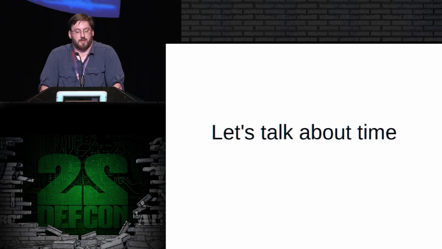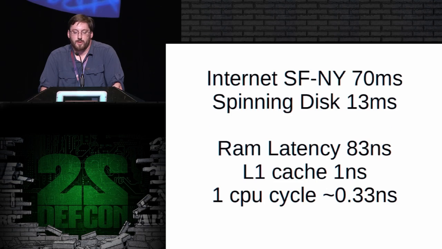So let's talk a little bit about time. Sort of intuitively, we know that getting from San Francisco to New York takes about 70 milliseconds. We know that getting data off a spinning disk takes about 13. Going down further, RAM latency is about 83 nanoseconds. And then if you're getting the cache in the CPU, you're in the 1 nanosecond, sub-nanosecond range. And then down to the CPU cycle, which is a third of a nanosecond.